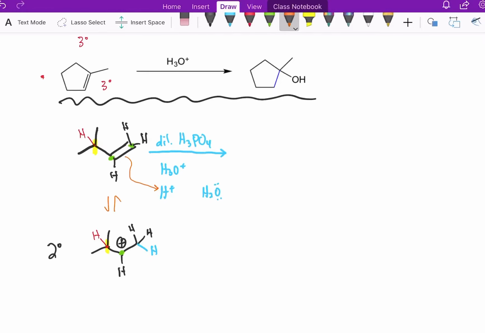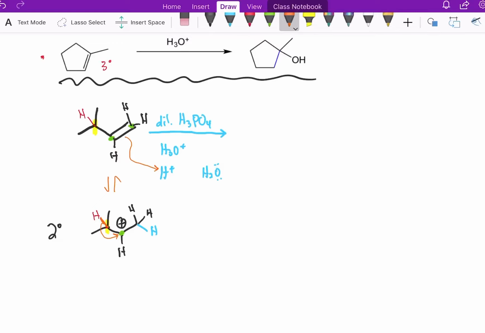What can happen, and what does happen, is this hydrogen connected to this carbon can rearrange. This carbon-hydrogen bond can break and shift over, shifting the hydrogen over to that carbon. So our first step was a protonation. Now what we've done is a rearrangement. If we look at this, we still have our same carbon backbone.